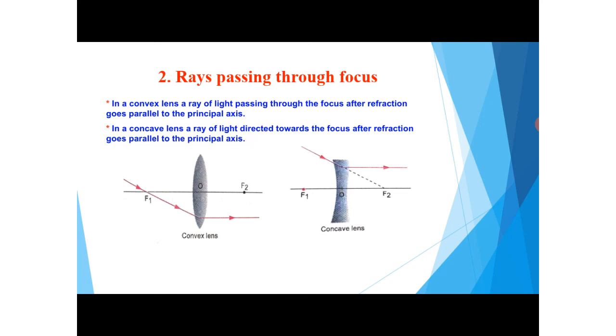Now this light ray is coming from the left side, but it appears to meet at F2. So we are saying that this light ray is basically going towards the focus of this concave lens and it goes parallel after being refracted. And our third rule is, if the light rays are passing through the optical center.